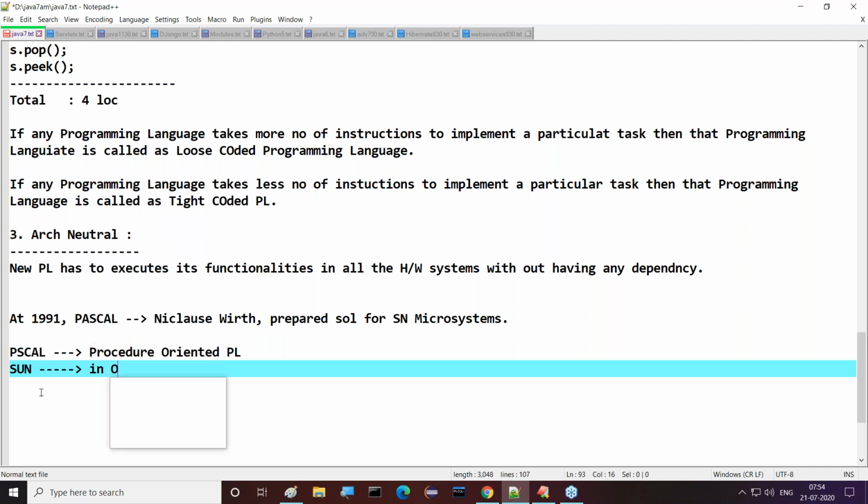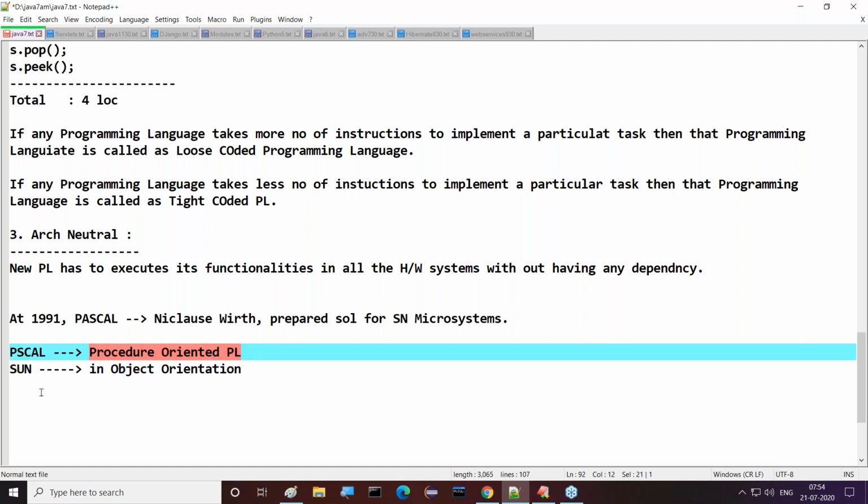the solution in object-oriented programming languages. Sun Microsystems was looking for the solution in object orientation. Understand my point here now. Sun Microsystems wanted to provide a solution in object orientation, but Nicholas Wirth provided the solution in procedure orientation. Understand my point, guys? Procedure orientation is one type of programming approach. Object orientation is another approach. That is the reason why Sun Microsystems rejected Nicholas Wirth's solution. Fine, that was completed.